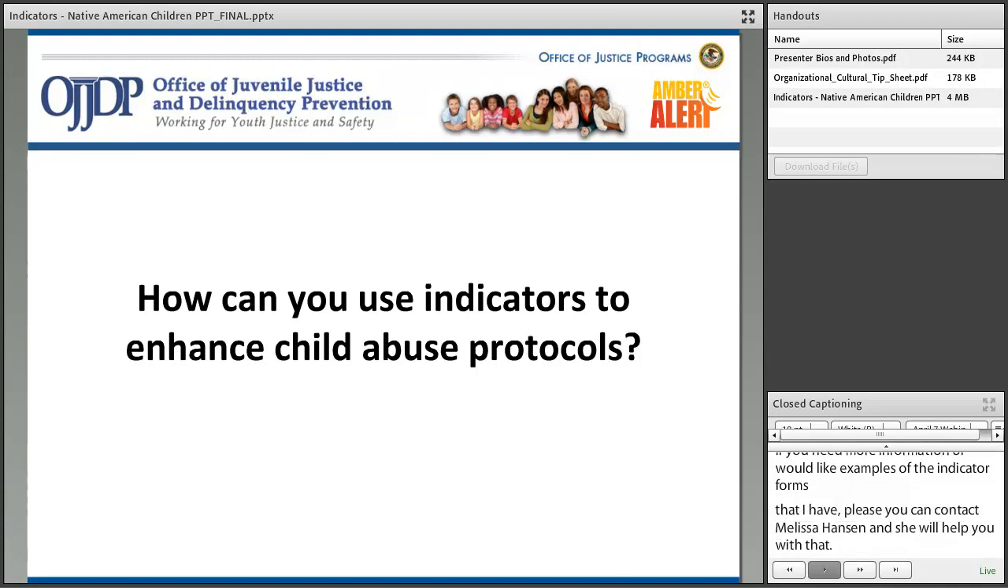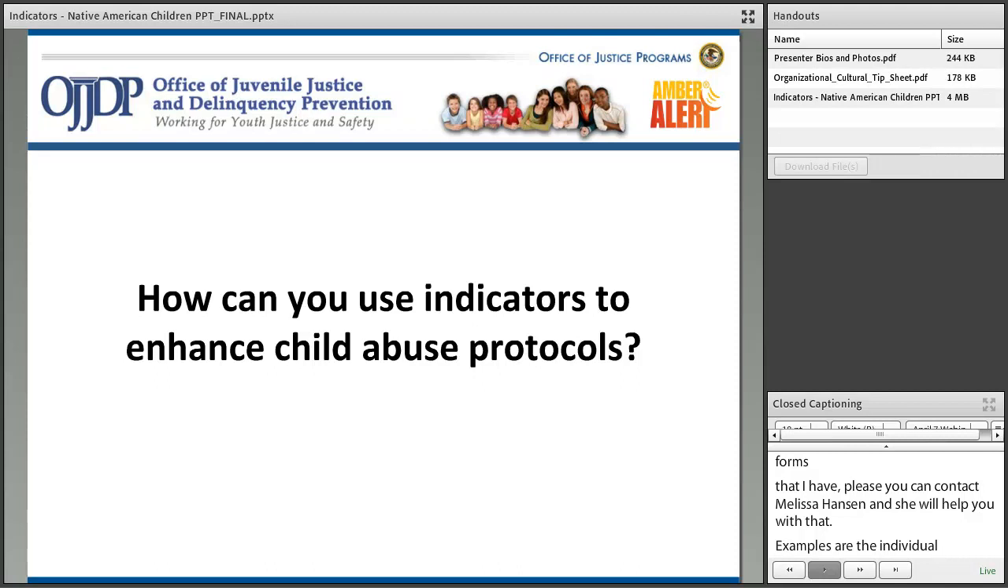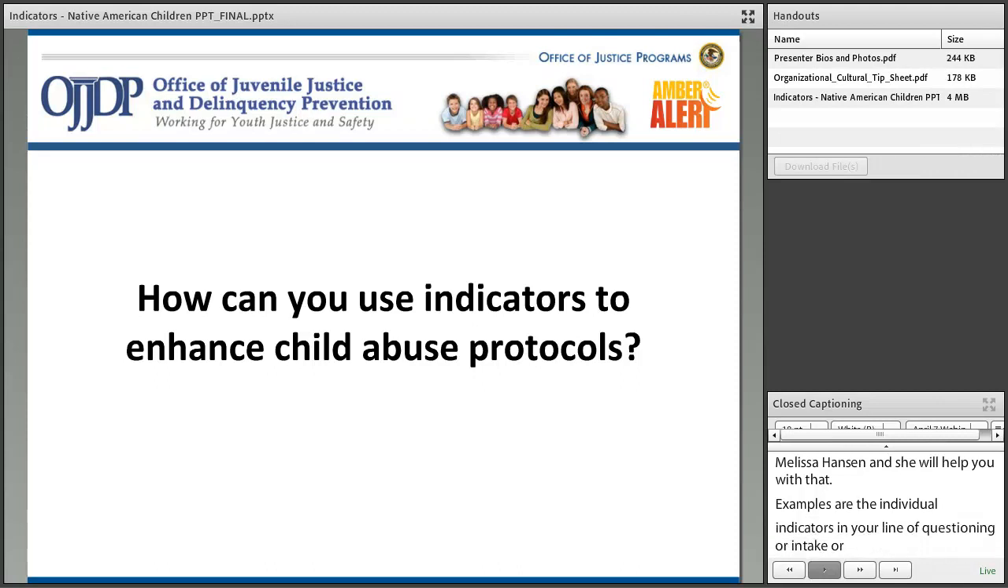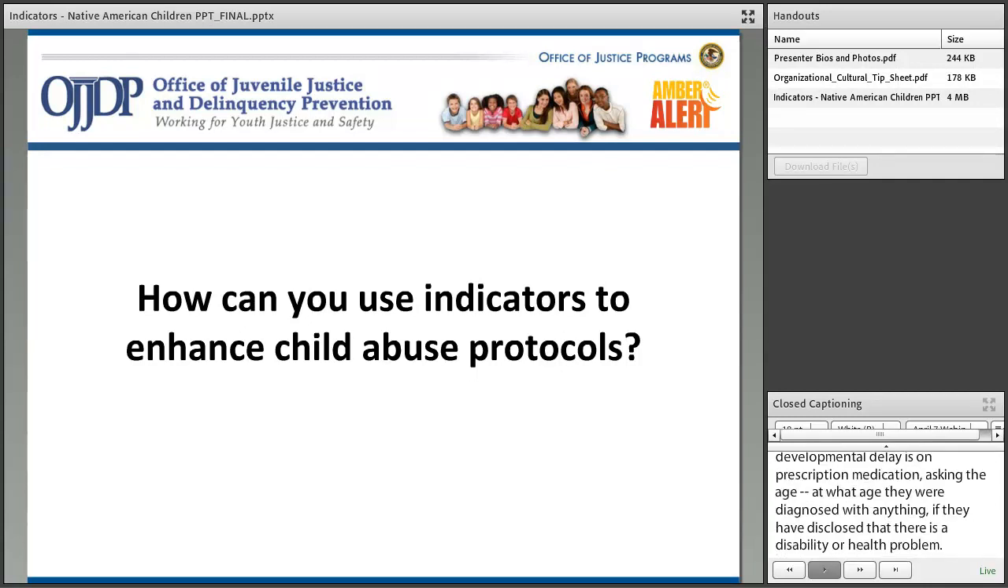But examples of the individual indicators in your line of questioning or intake or fact-finding on cases is asking if the child has a disability, developmental delays, is on prescription medications, asking at what age they were diagnosed with anything, if they do disclose that there is a disability or health problem, getting the prenatal history, length of the residence that the family is at this time, and getting a history of where they've been before, or getting a 5-year history.